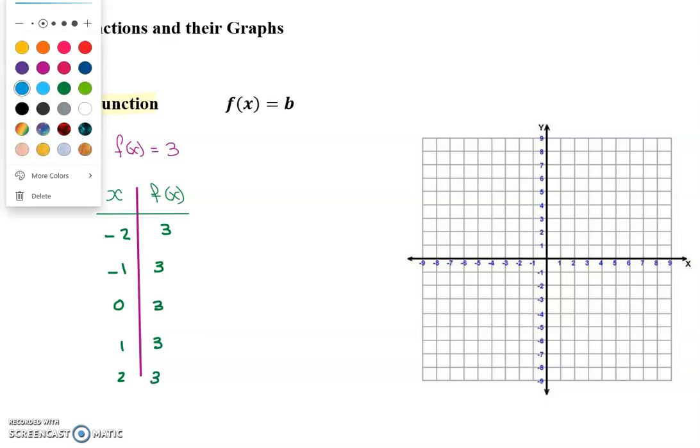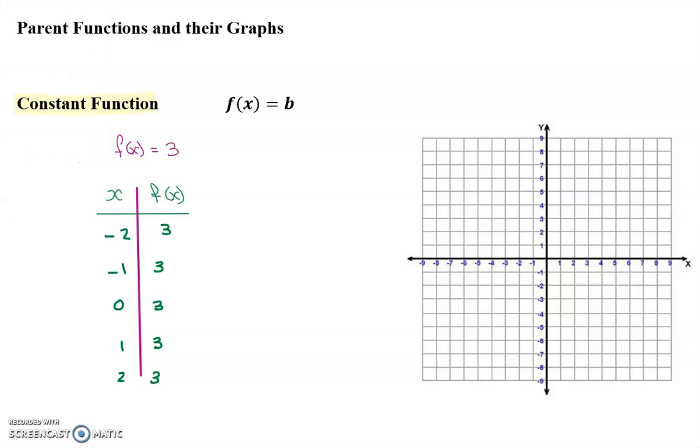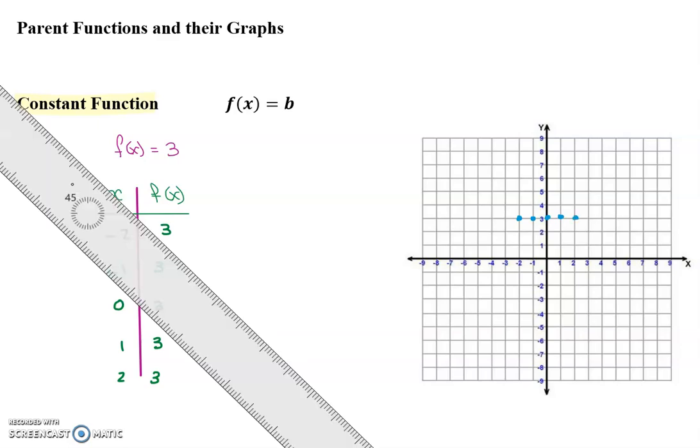Now you can try to plot them. Negative 2 and 3, it's here. Negative 1 and 3, 0 and 3, 1 and 3, and 2 and 3. And now it's time to connect these points. So I'm going to connect them, and it's going to be a straight line.